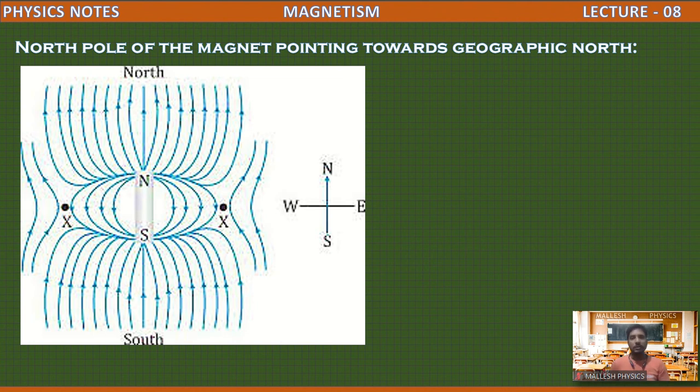Now see, this is the first one. The north pole of the bar magnet is facing towards geographic north. So these are the directions of the Earth: north, east, west, south. North is upward. And the bar magnet is also adjusted in such a way that its north pole is pointing geographic north. Right now when we place it like this, the magnetic lines of force will be formed like this. The pattern of these lines will be like this.